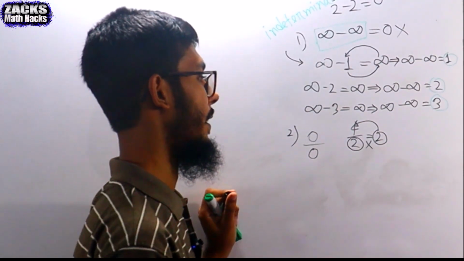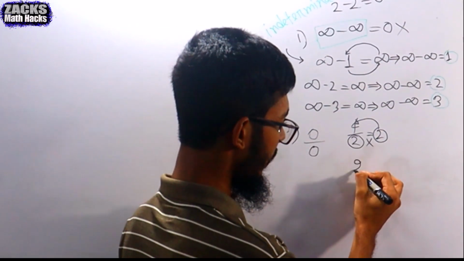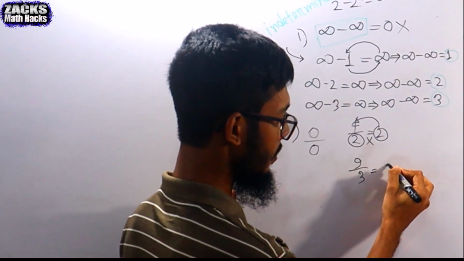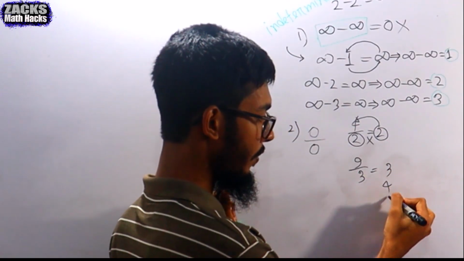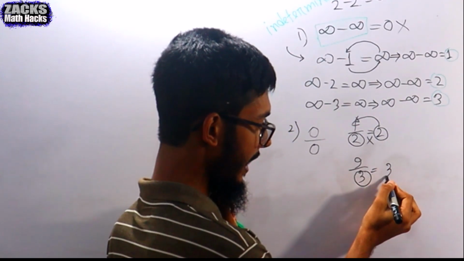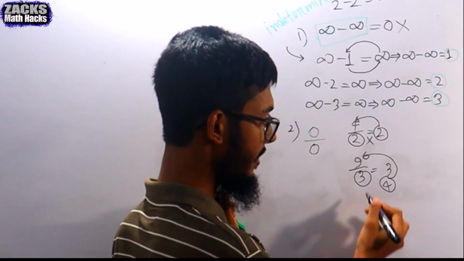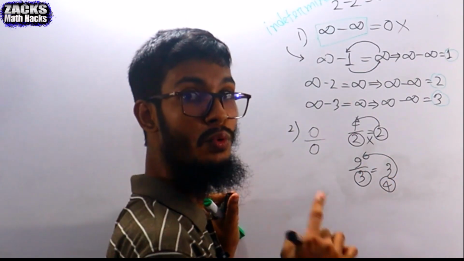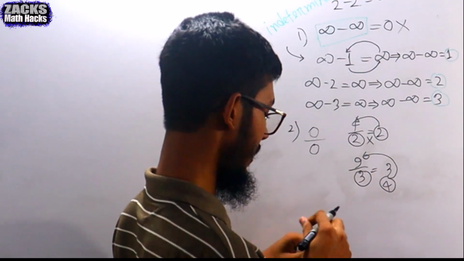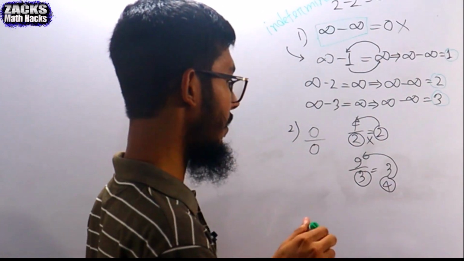In the same case, for example, 9 divided by 3, what is the result? 3. Why not 4? Because if we multiply 3 and 4, the answer is not 9, right? So why 3? We are selecting 3 because, okay, what is the logic here?